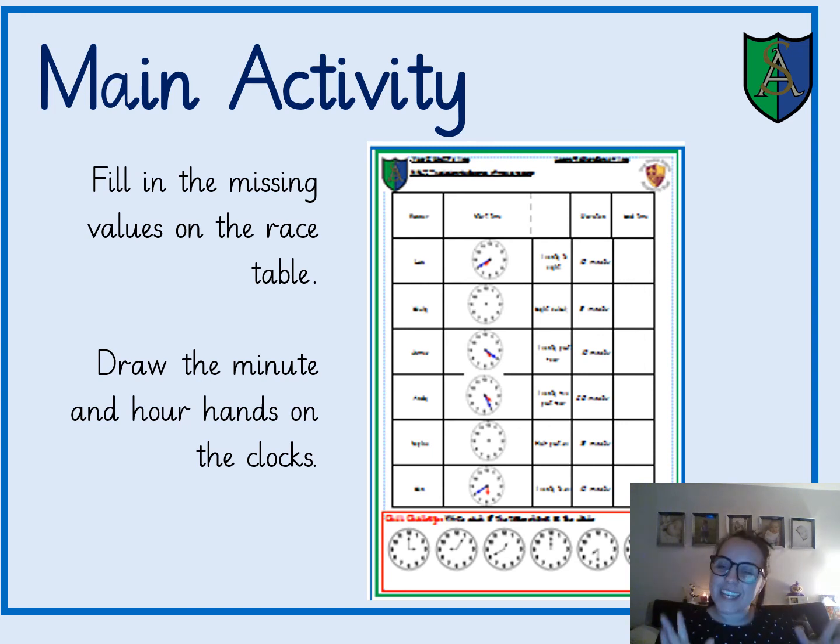And then when you come to the end of the worksheet, you will notice that our chilly challenge today is just to read some of the times which are to and past on our clocks, and you'll just need to write what the time is for each of those as well, okay?